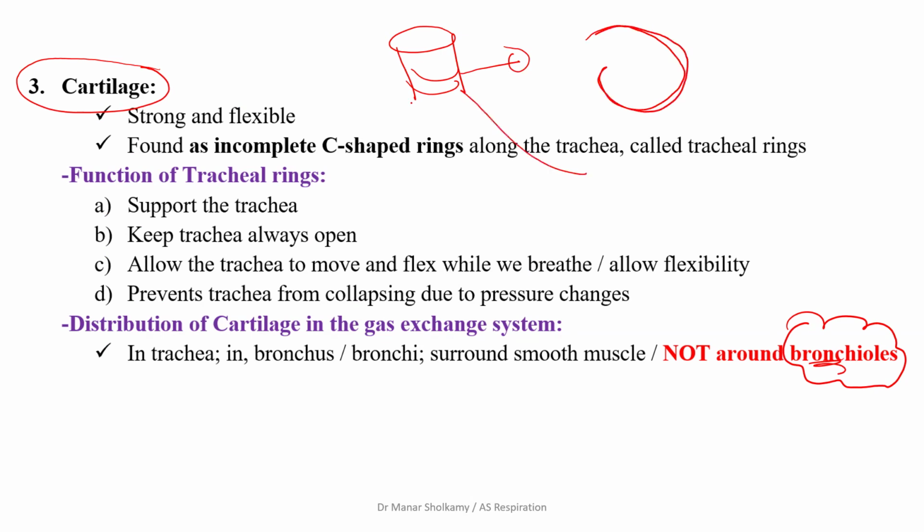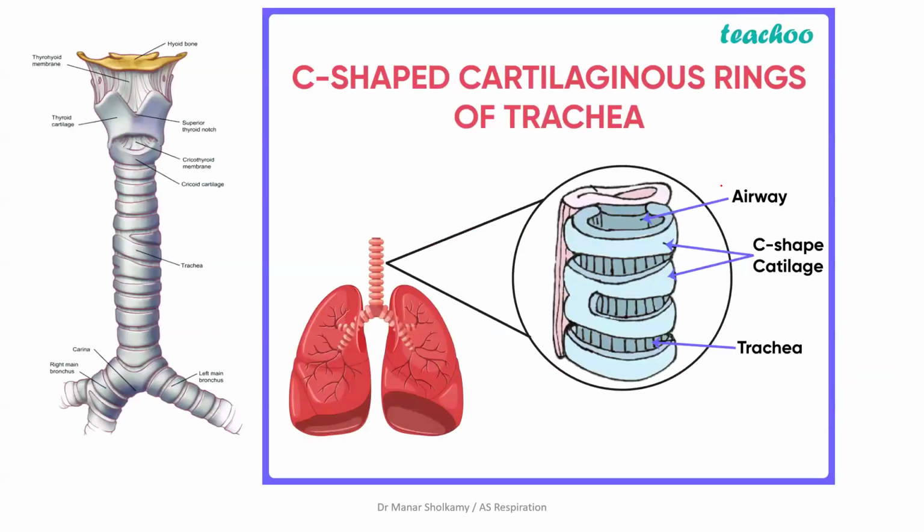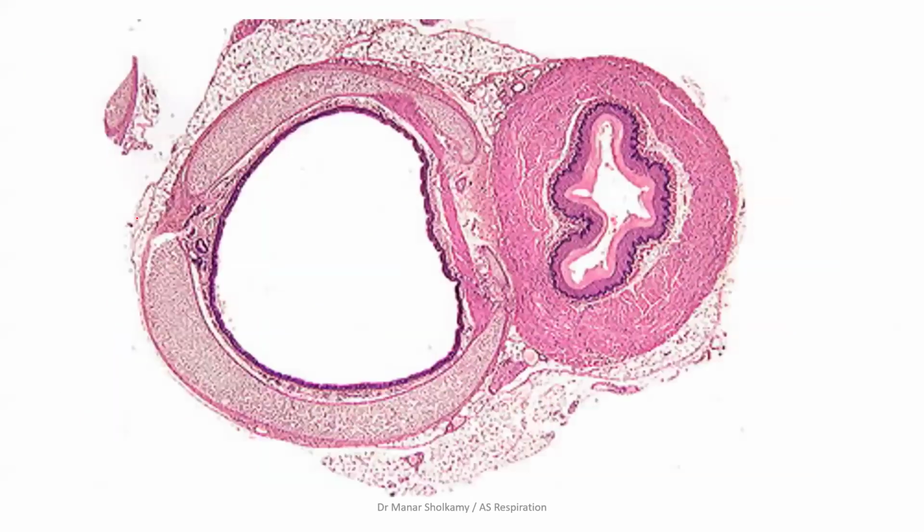But in the bronchi, who was present last time? Can you tell me what is the difference between the cartilage in the trachea and the bronchi, Yasin? Are they incomplete C-shaped rings or are they separate cartilage pieces? They are separate. Yes. So the cartilage in the trachea is incomplete C-shaped rings, and in the bronchi they are separate cartilage pieces or plates or hoops.